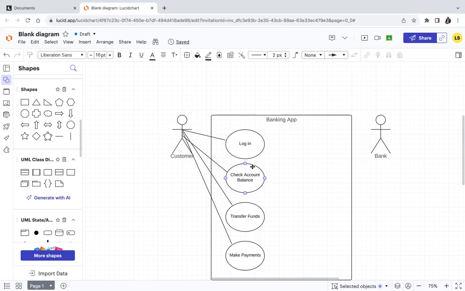So now let us ask ourselves which use cases will the bank interact with. Bank will provide the correct amount of balance when a customer asks for one. Then a bank will also make transfers plus making payments, meaning that we need to draw solid lines here to indicate the relationship between our application and the what? The bank.